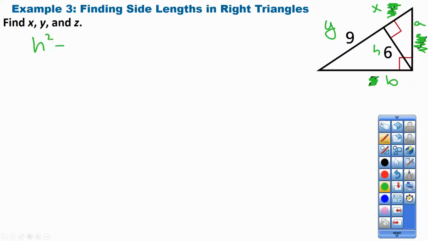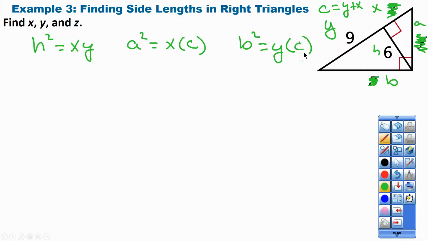So you have H squared is equal to X times Y. You have A squared is equal to X times C. So we're going to need to label that. C is equal to Y plus X. And then B squared is equal to Y times C. That would probably have made everything so much easier for you to just be able to look at it instead of using the clubs and the diamonds. I mean, it worked just fine, but we had to keep going back and forth. This way, it's right there, and you don't have to go back and forth. You just know.